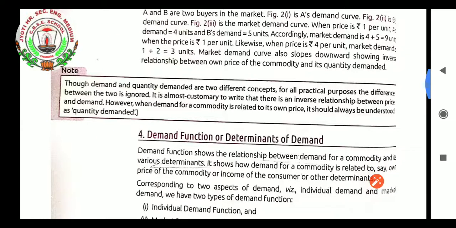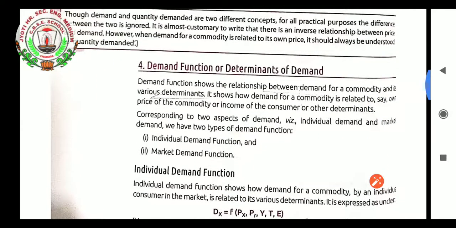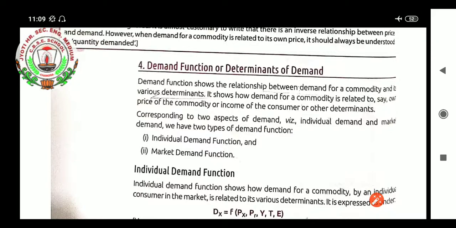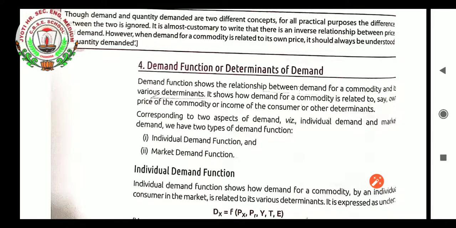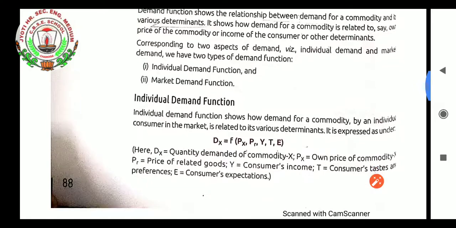Demand function, or determinants of demand. Let us learn this demand function or determinants of demand. The demand function shows the relationship between demand for a commodity and its various determinants. It shows how demand for a commodity is related to, say, the own price of the commodity, the income of the consumer or other determinants, corresponding to two aspects of demand: individual demand and market demand. We have two types of demand function: the individual demand function and the market demand function.